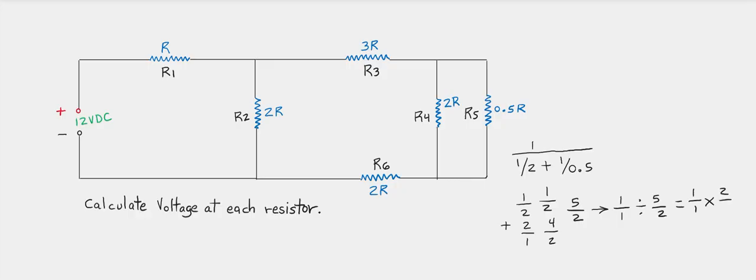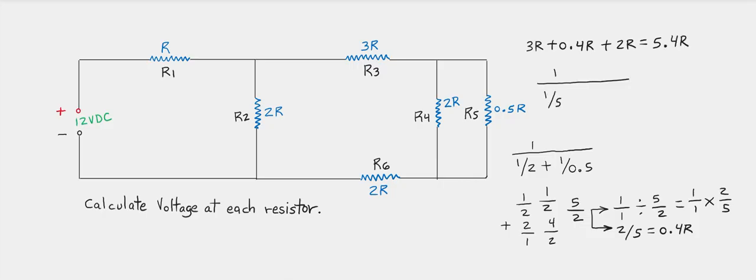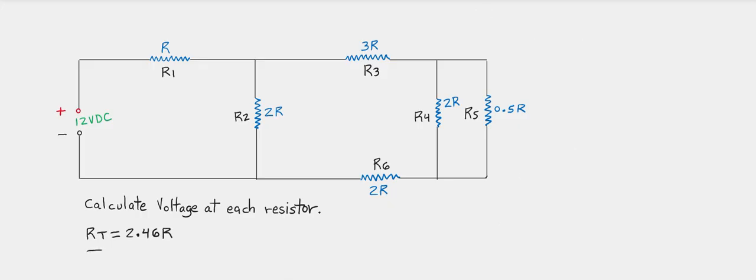So all we're doing is combining R4 and R5 in parallel, so we get 0.4R. Then we add this to R3 and R6 in series. Then we get 5.4R, and then we combine that value with R2 in parallel, so we get 1.46, and then added to R1, which is just 1R or R, so the total resistance is 2.46R.